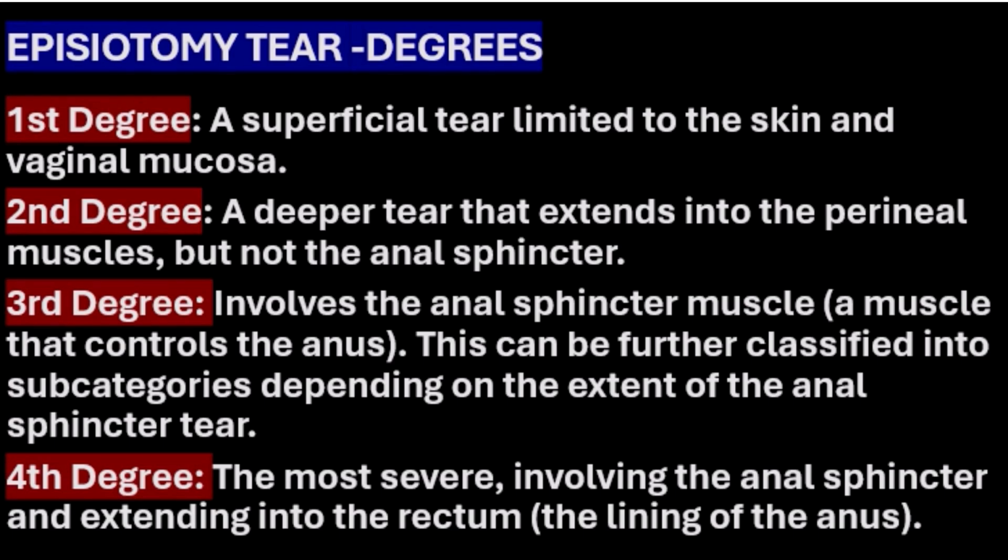Episiotomy tear and degrees. First degree, a superficial tear limited to skin and vaginal mucosa. Second degree tear is a deeper tear that extends into the perineal muscles but not the anal sphincter. Third degree involves the anal sphincter muscle. This can be further classified into subcategories depending on the extent of the anal sphincter tear. And the fourth degree is the most severe tear involving the anal sphincter and extending into the rectum, the lining of the anus.